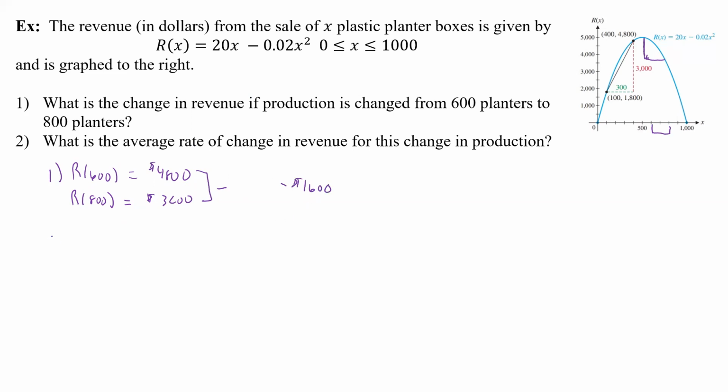Now, what is the average rate of change? Well, that's again going to be our change in what's going on. And we can do this either way. Usually you're going to take the 3,200 minus the 4,800, and then 3,200 is associated with 800, and that's associated with 600. So here we're going to get a minus 1,600 divided by 200. And so our hundreds cancel, 16 divided by that, that's going to be a negative $8 per planter. So it's going down $8 per planter. Okay, and so that's going to be what our average rate of change is for this product.